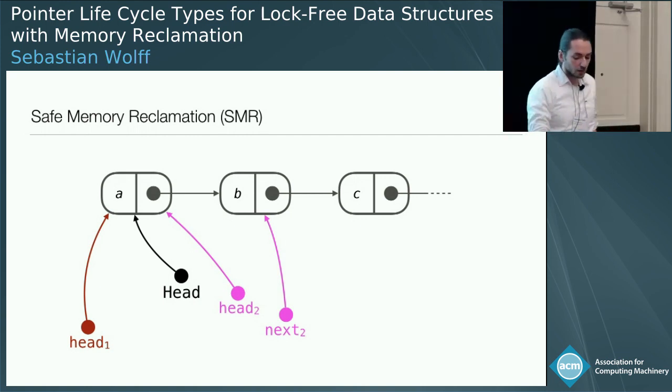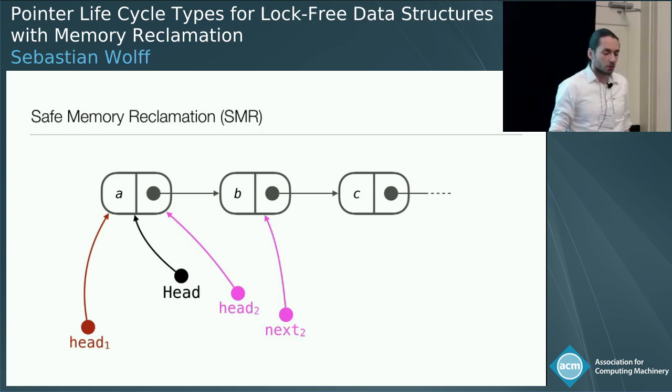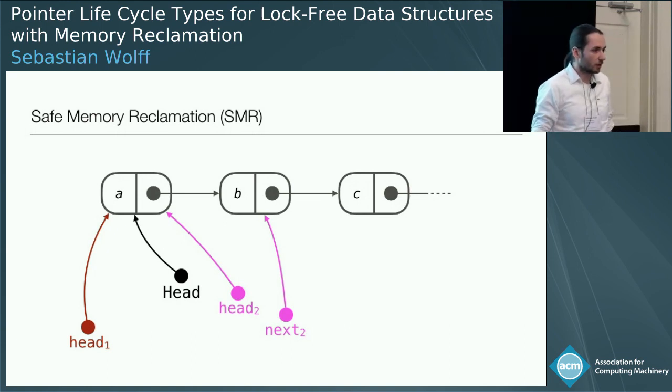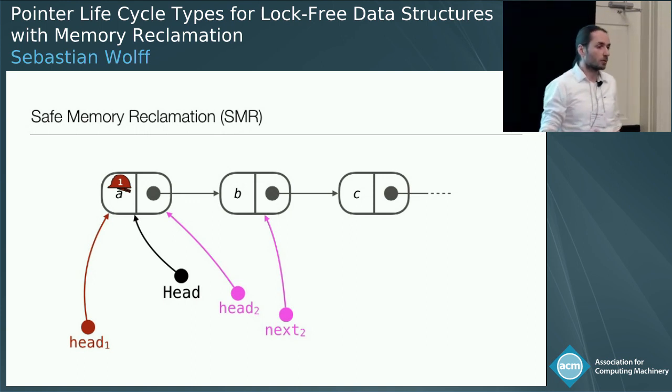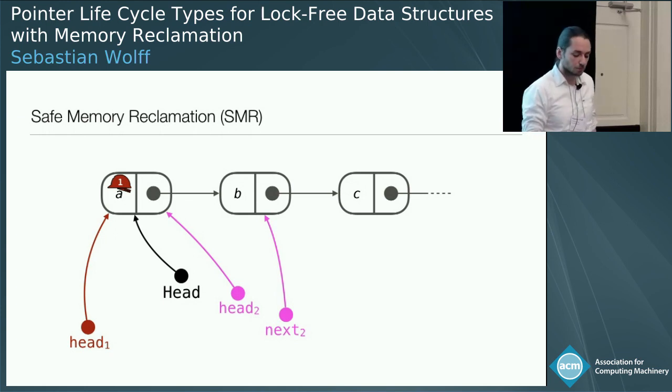So let's rewind our previous example and see what changes if we are using SMR. The first change is with thread 1. Instead of simply dereferencing its local alias of head, it protects its head pointer, so it protects node A. With this, it tells the SMR algorithm that it's going to access node A and that the SMR algorithm should not delete A as long as the protection is around.